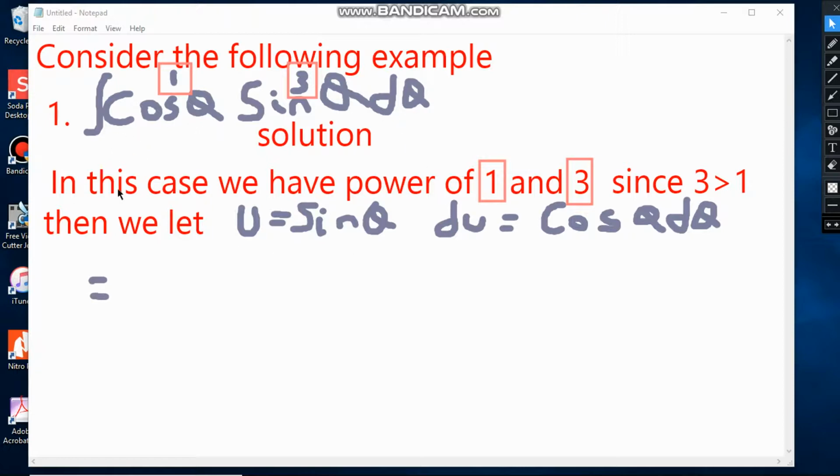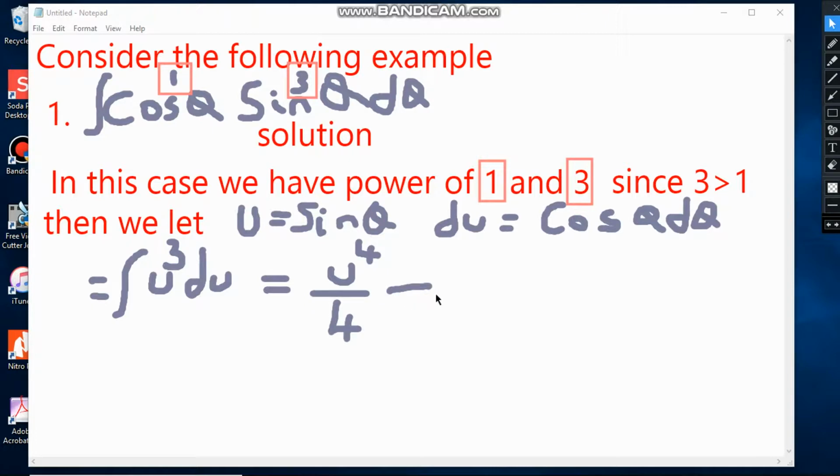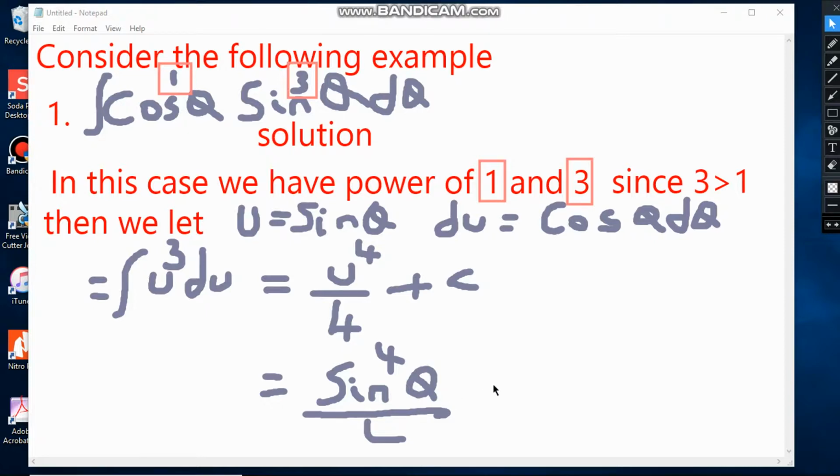So we have the integral of, sin theta is equal to u, so we have u raised to 3 times du, which is equal to u raised to 4 over 4 plus constant. But what is u? U is sine of theta. So when you substitute, you get sine of theta raised to 4 over 4 plus constant.